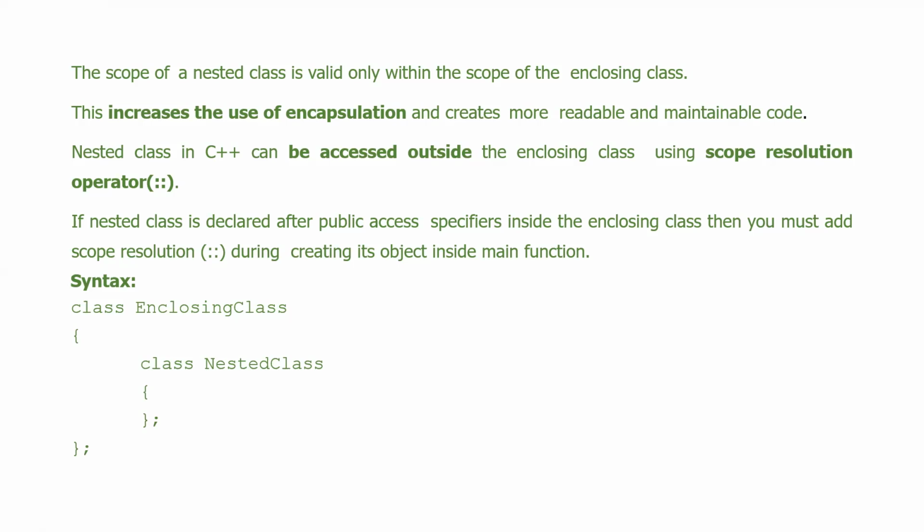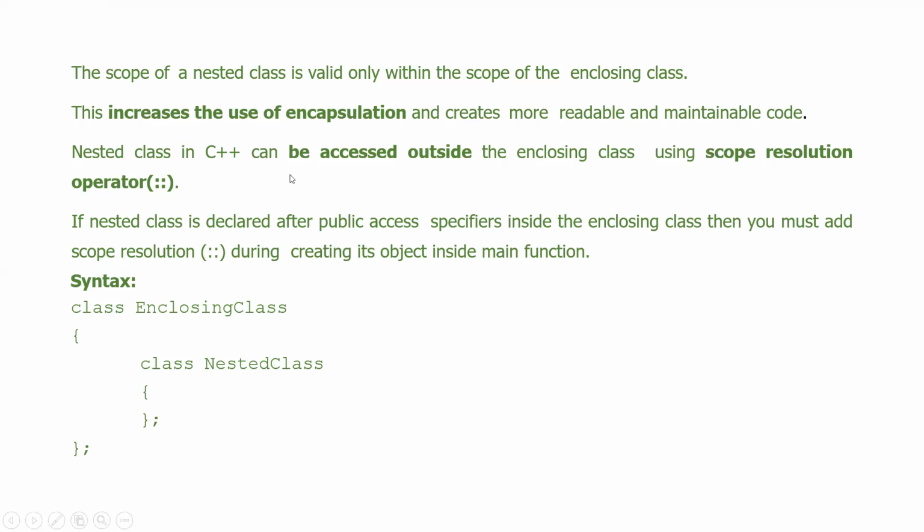The scope of a nested class is valid only within the scope of the enclosing class. If a class is present inside the outer class, then this class has scope only inside that class. Outside classes cannot access this nested class. This increases the use of encapsulation and creates more readable and maintainable code.